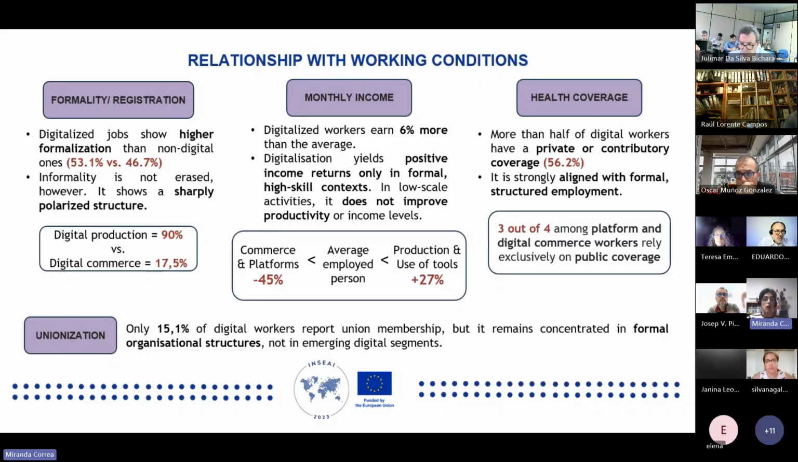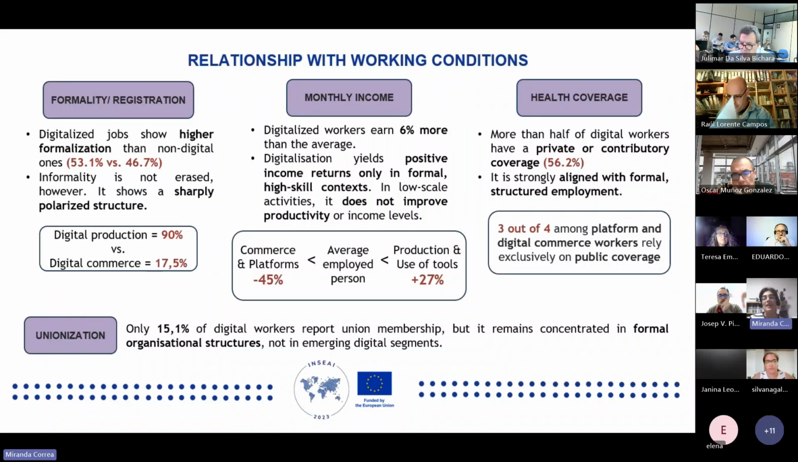So overall, our data shows that digitalized jobs are more registered or formalized than non-digital ones: 53% versus nearly 47%. But this average hides, once again, a polarization, where 90% of digital production workers are registered, while only 17% of digital commerce workers and 34% of platform workers are. It's kind of shocking, I think.